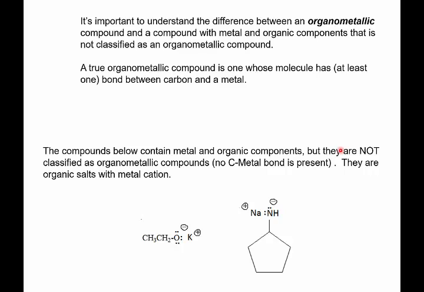Now, it's important to understand the difference between a true organometallic compound and a compound that might happen to have both metal and an organic component to it. A true organometallic compound is one whose molecule has at least one bond between carbon and a metal. The compounds that we show here have both metal and an organic part to it, but they are not true organometallics. There's not a direct bond between metal and a carbon. Both these compounds are organic salts with a metal cation.